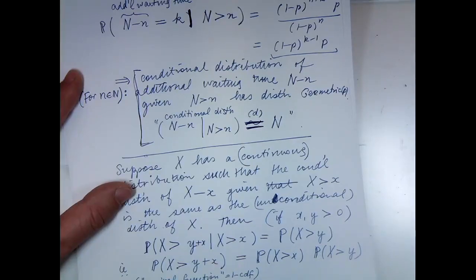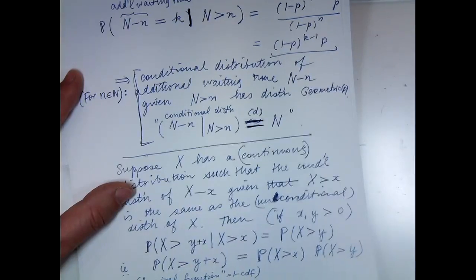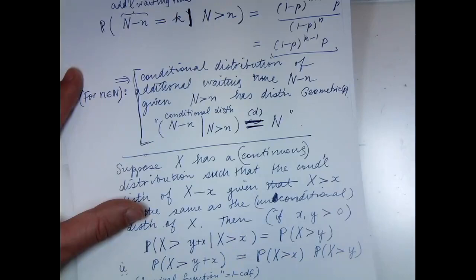Let's just do it, log p. And because probabilities are less than 1, let's talk about minus log of the probability that X is greater than y plus x. Taking minus log means that the product becomes a sum, so minus log probability X greater than x minus log probability X greater than y.